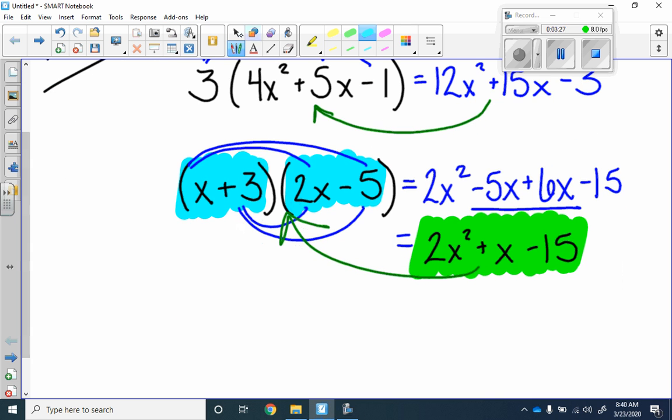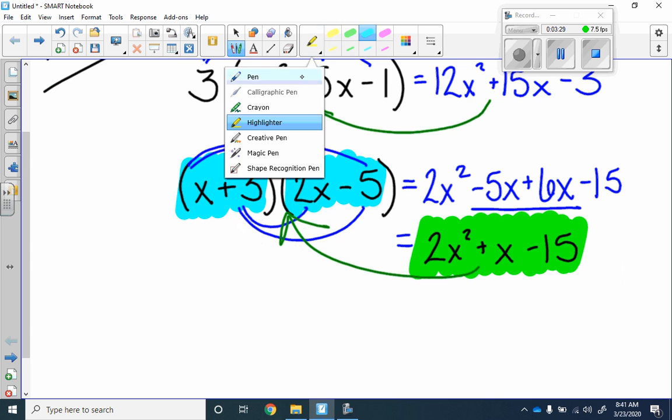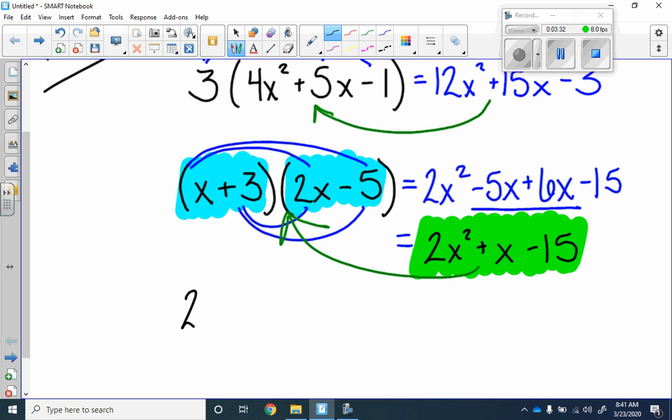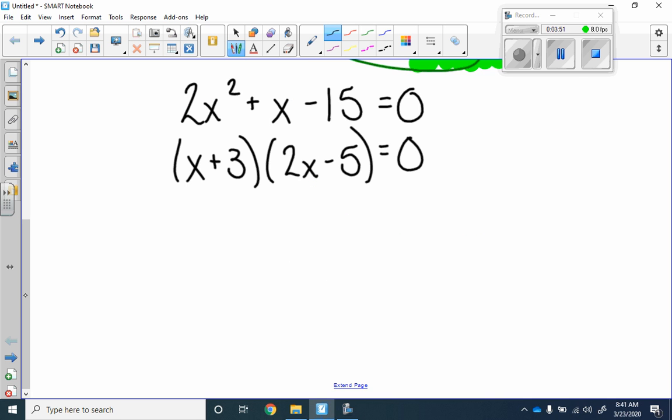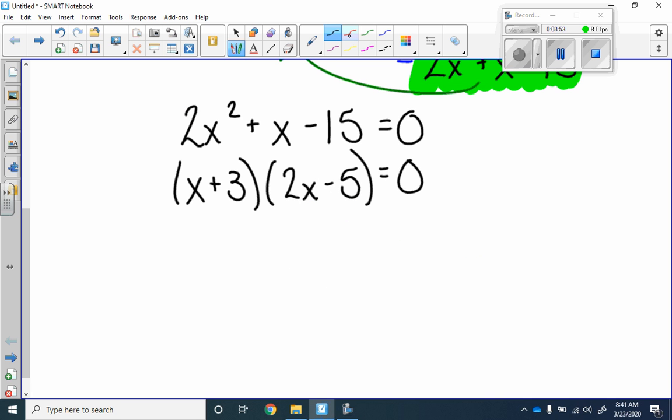And so if I had a problem that I am trying to solve, which says that 2x squared plus x minus 15 equals 0, by factoring this out, which we'll talk about, I know that that quadratic right there can be expressed as x plus 3 times 2x minus 5. Now, because it has to equal 0, and I'm multiplying these two, either x plus 3 is going to equal 0, or 2x minus 5 is going to equal 0.